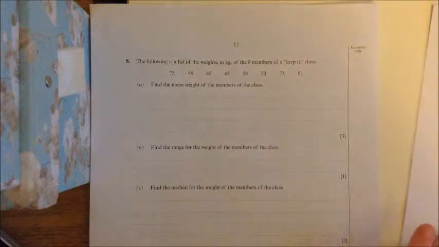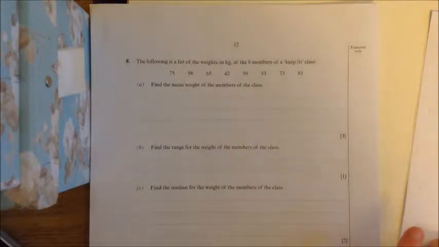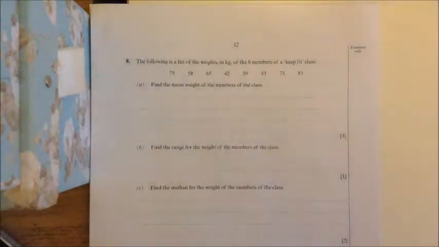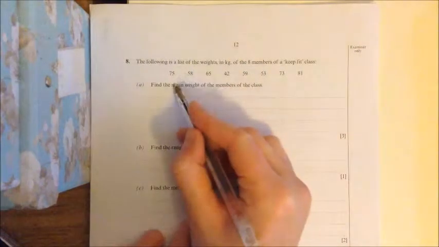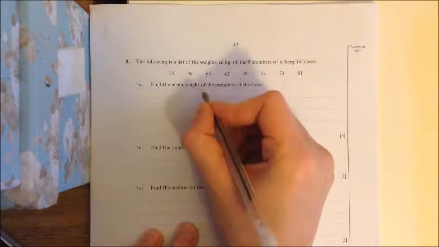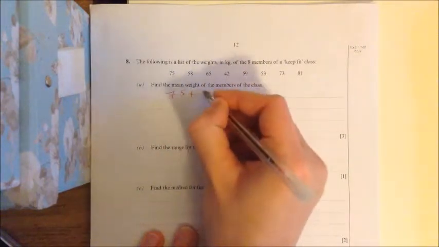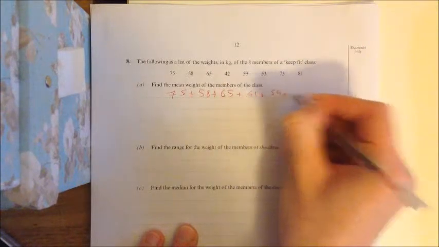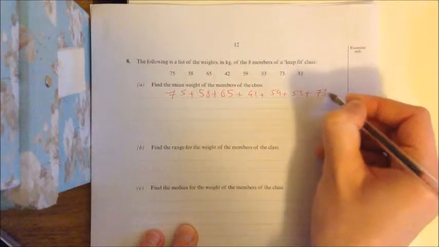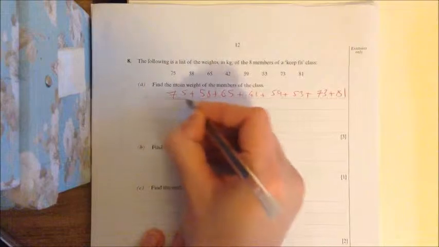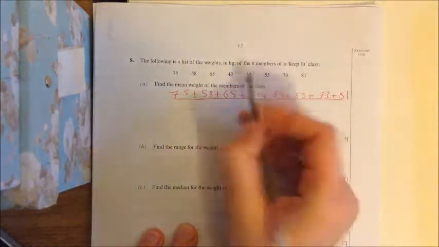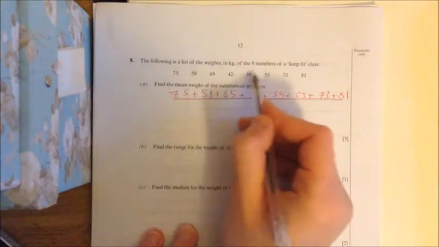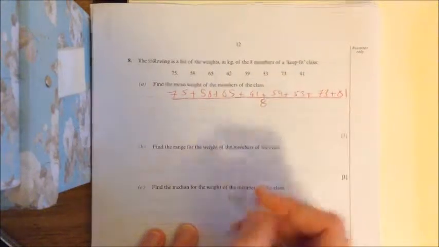The following is a list of weights of the 8 members of a Keep Fit class. Find the mean weight. Now mean, remember, to find mean, we add up all the numbers and we divide by how many numbers there are. So you need to add all these up. And then we divide by how many there are. So 1, 2, 3, 4, 5, 6, 7, 8. So we divide by 8.